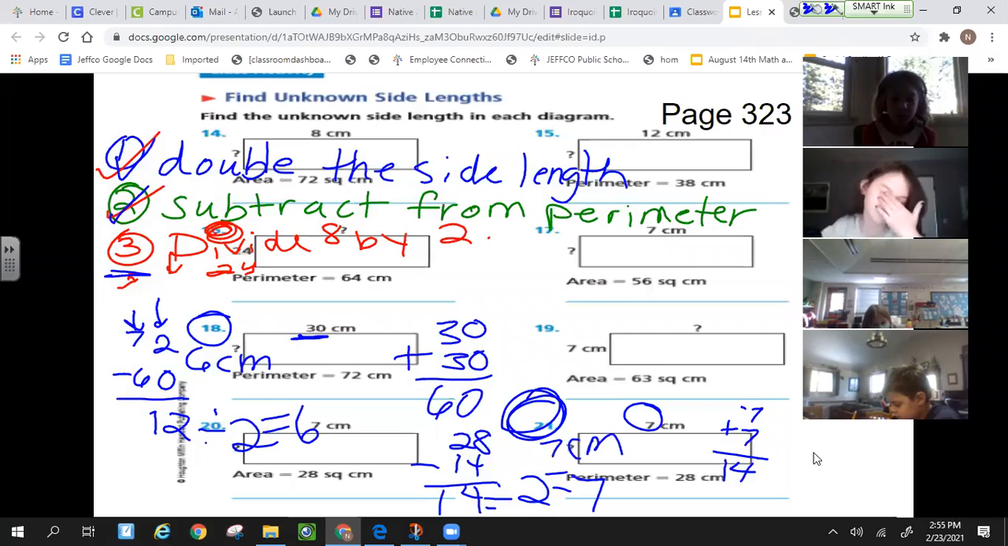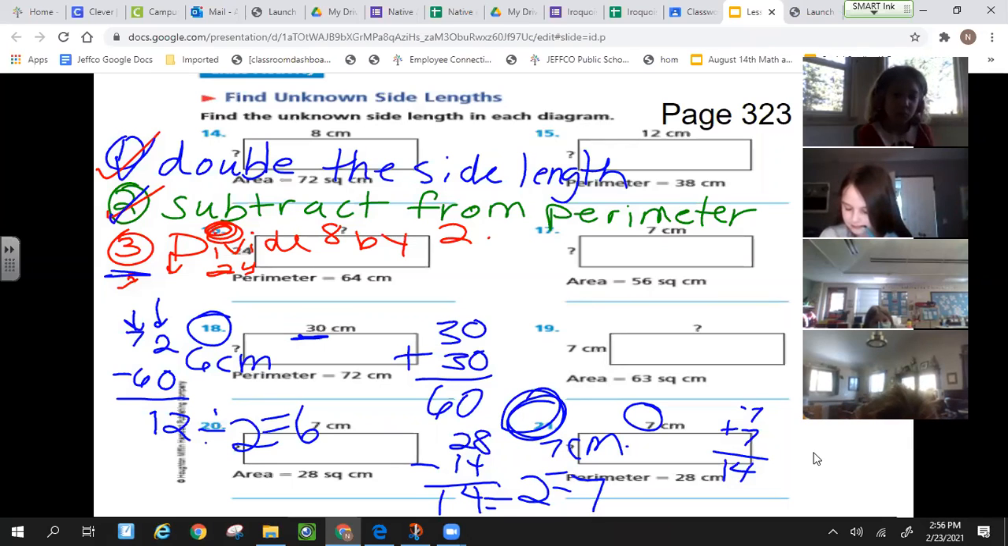The only problem I have with this is it's not a square. Shouldn't it be a square? Yes, if it's both 7 centimeters this way, 7 centimeters this way. That's a little bit of a mistake on the mathematicians who created it. All right, that was a lot.